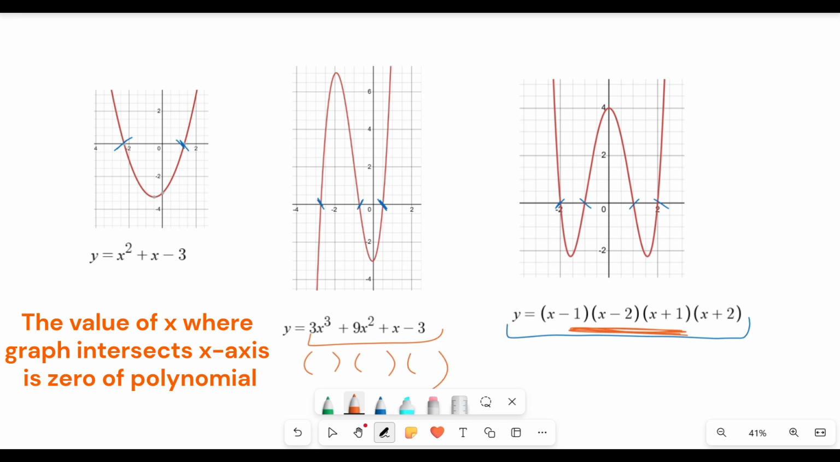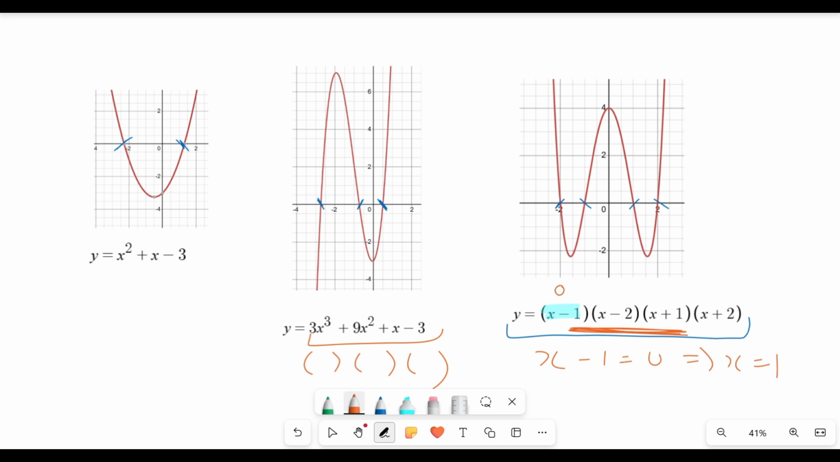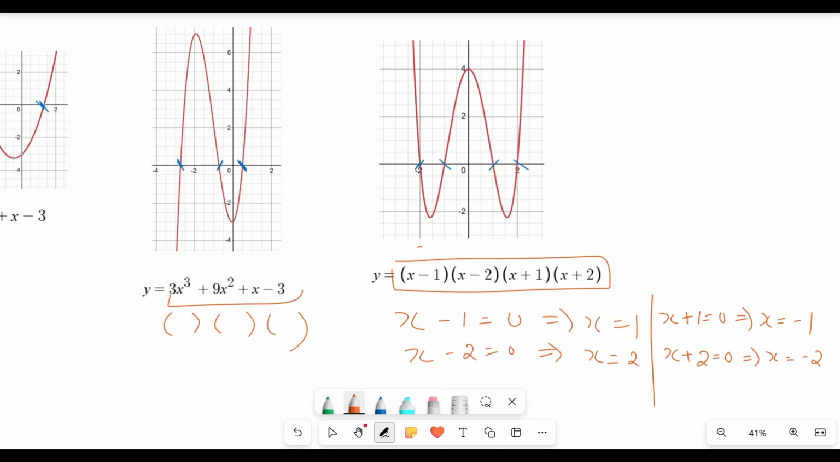Why? Whenever this factor becomes 0, when will it become 0? Let me put x minus 1 equal to 0. Whenever my x is 1, this factor will become 0. And since one of the factors is 0, the whole polynomial will become 0. Same way, corresponding to each factor, I will get a 0. X minus 2, I have 0 as 2. X plus 1, 0 as minus 1. X plus 2, 0 as minus 2.